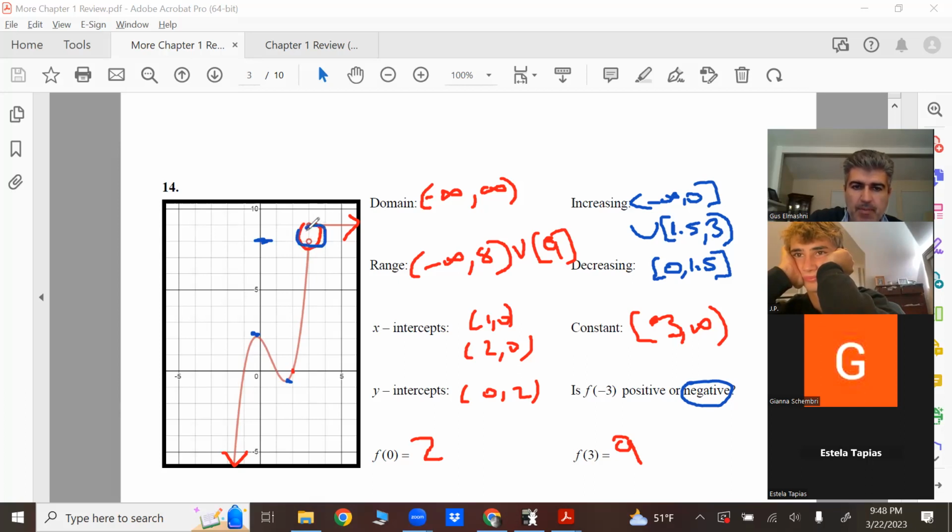Because then there's a gap right here. That's why it gets close to 8, but not exactly 8. That's why it's a parentheses. And then 9 is included, so you got to put a bracket. So brackets are included, parentheses are not included. So it means it gets up to 7.99999999999, but not 8 exactly.